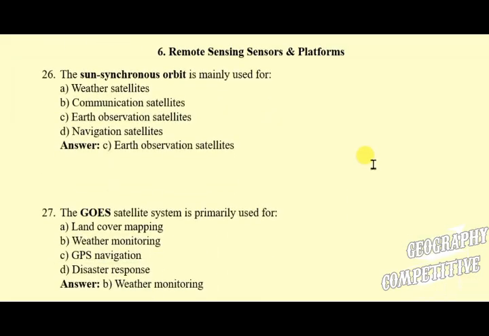Now the category is remote sensing sensors and platforms. Question 26. The sun synchronous orbit is mainly used for weather satellites, communication satellites, earth observation satellites, navigation satellites. Here the right answer will be earth observation satellites.